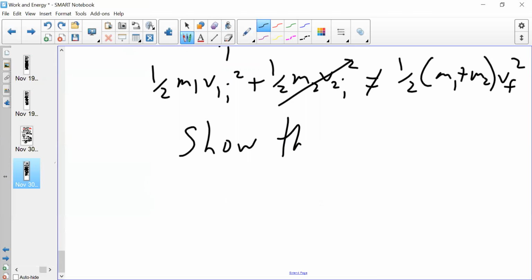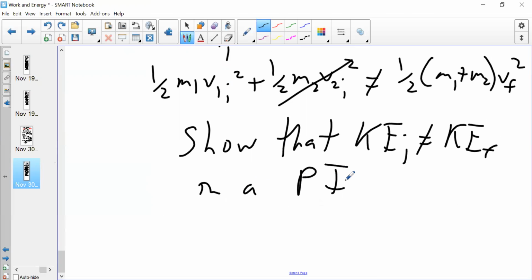So perfectly inelastic, hitting stick. And likewise, in an elastic collision, we can show that they are equal. Easy, everybody get that?